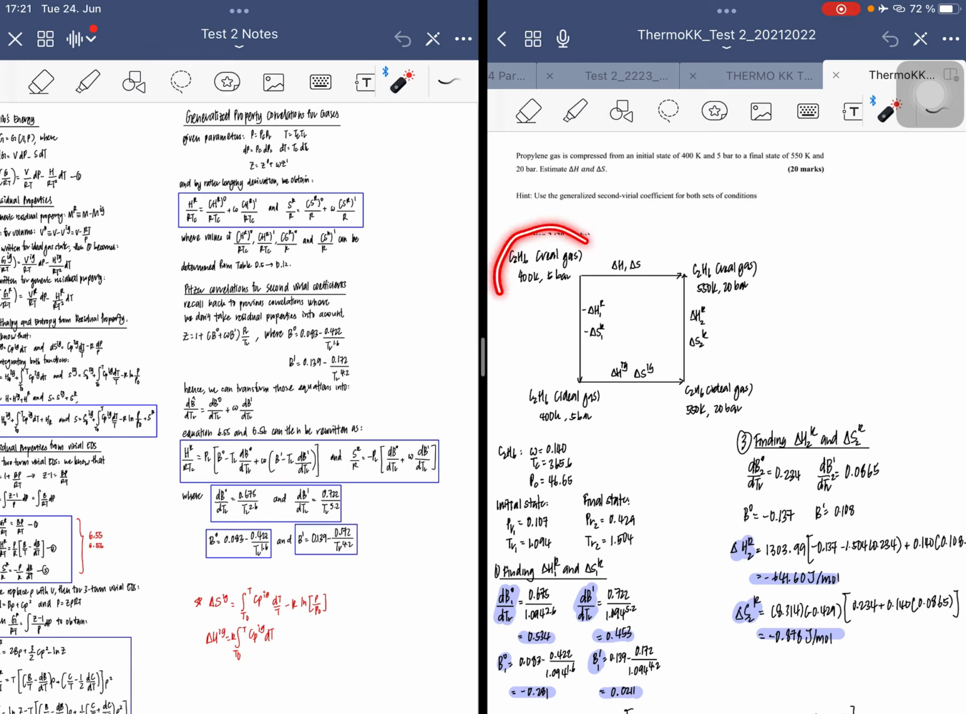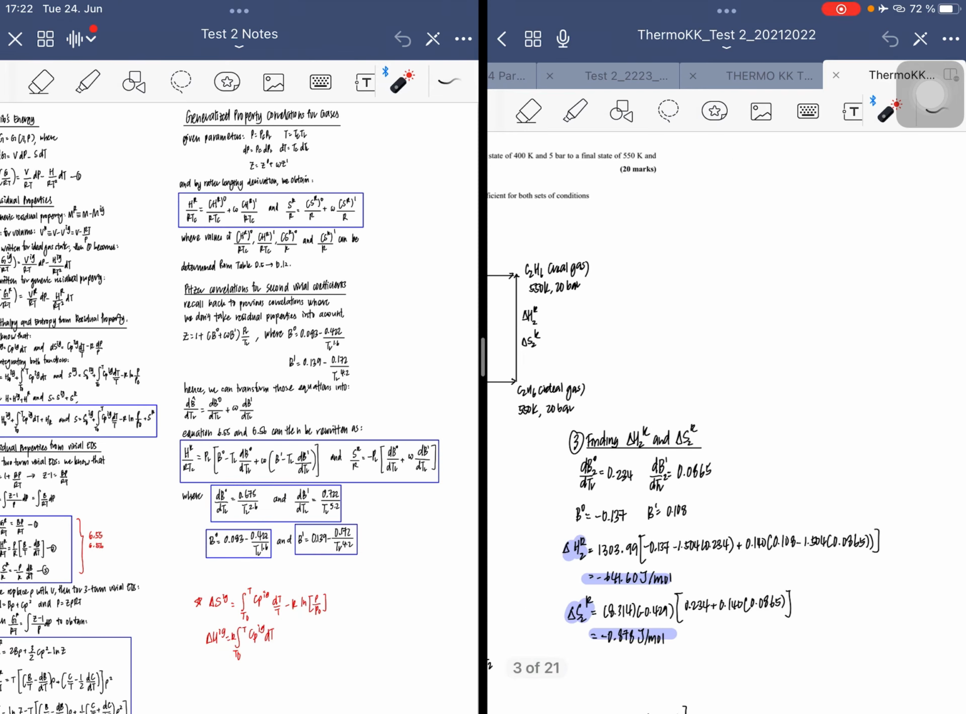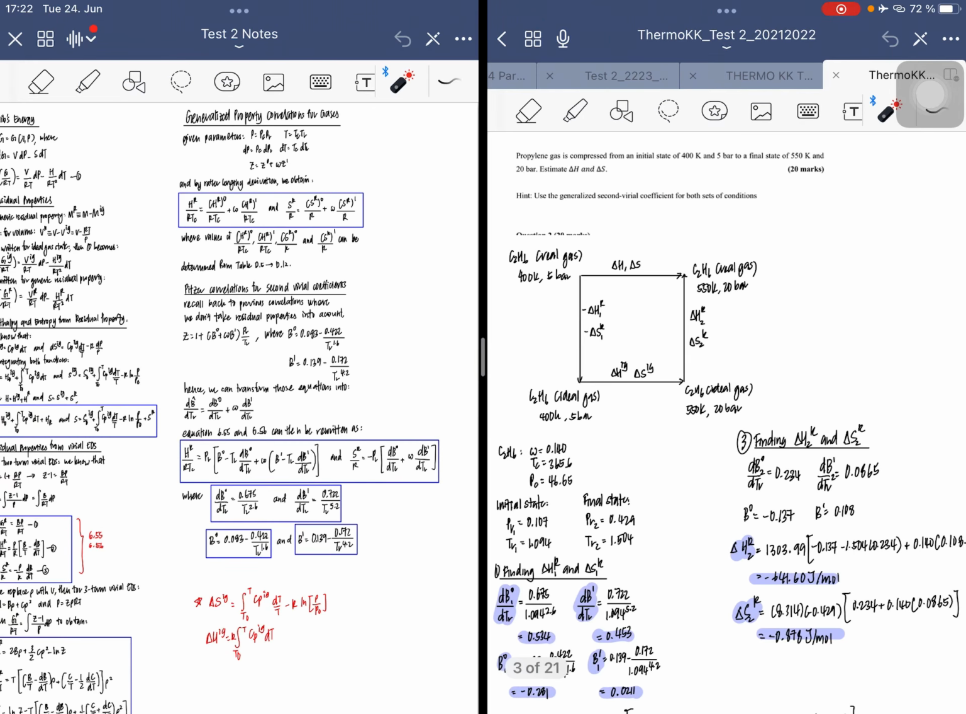So the first state is real gas, and then if you want to change the temperature to 550K and 20 bar, we first have to change it to ideal, because when we want to use this table, the A, B, C, D table, I forgot what it is called, the heat capacity table, the reference point is that the gas is ideal, so we have to change it to ideal gas first. So when we want to change it to ideal gas from real gas, we have to take HR and SR.